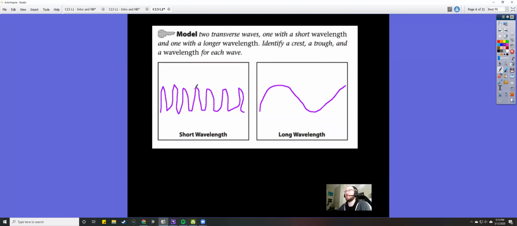Again, if you measure wavelengths from crest to crest, you can see that this line here is definitely shorter than this line here, right? So here's our short wavelength, here's our long wavelength. And of course, we have crests up top, troughs on the bottom, and our wavelength right here. Sometimes, by the way, I'll use a shorthand for wavelength because that's a long word to write. The shorthand for wavelength is this symbol here. It's called lambda. So here's our wavelength, symbol lambda, okay? So that's wavelengths for transverse waves.